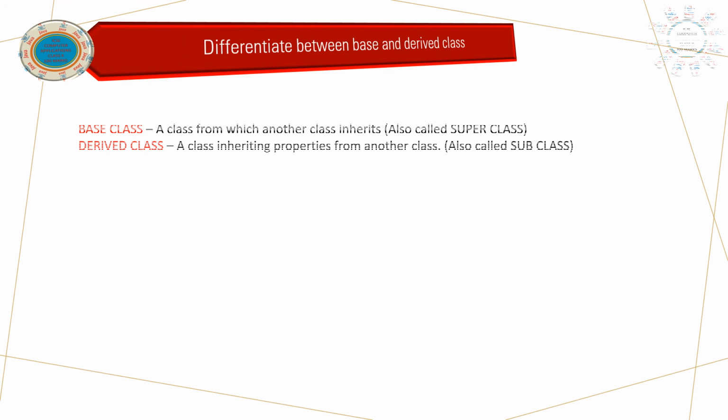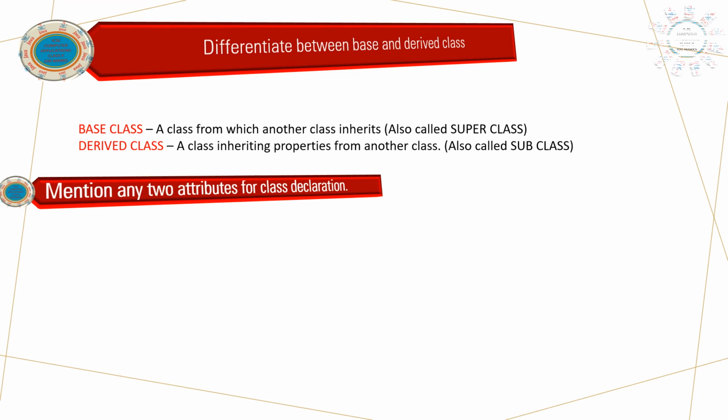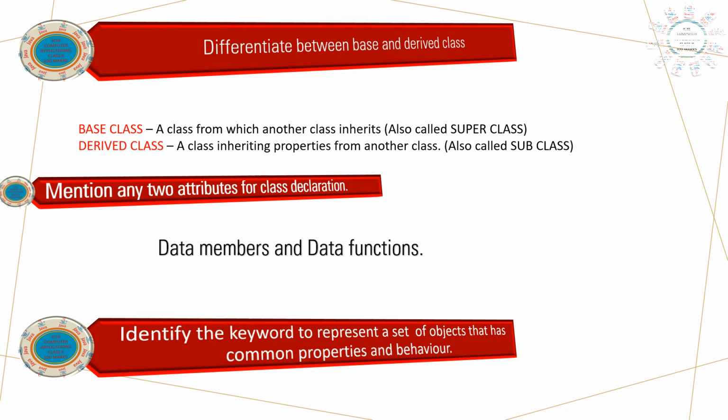Here we can see, differentiate between base class and derived class. In 2006, this question was asked. Base class is the class from which another class inherits. It is also known as superclass, and derived class is a class inheriting properties from another class. That is known as the subclass. And two attributes of class declaration, we can say data members and data functions. And identify the keyword to represent a set of objects that has common properties and behavior.